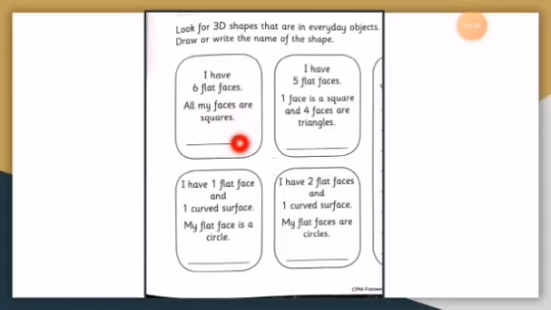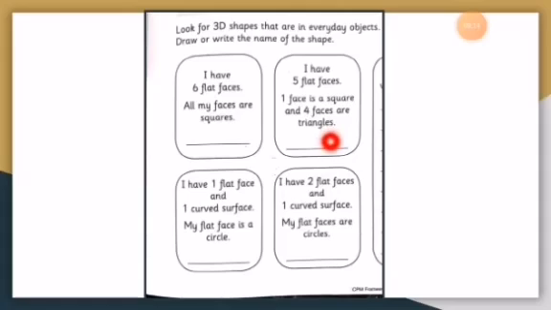Very good. Cube. A cube has 6 flat faces and all the faces are squares. Very good. Now read the second property. I have 5 flat faces. One face is a square and 4 faces are triangles.